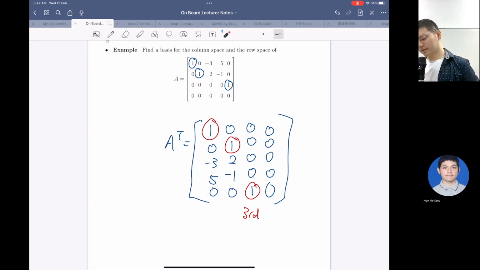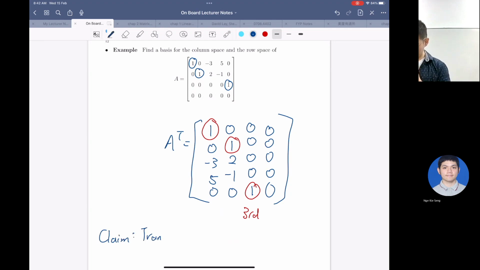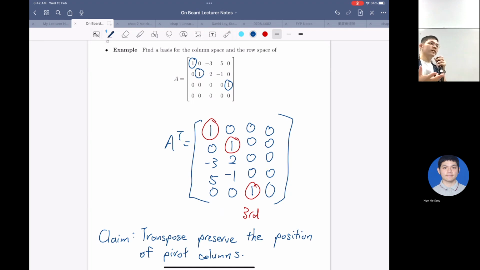And also the size. Size, yeah. And not size, I mean the position of pivot column. And so the claim is transpose preserves the position of pivot columns. Okay, so how many pivots you have before is the same as how many pivots you have after transpose. So their rank is the same. Okay. Any question? No.